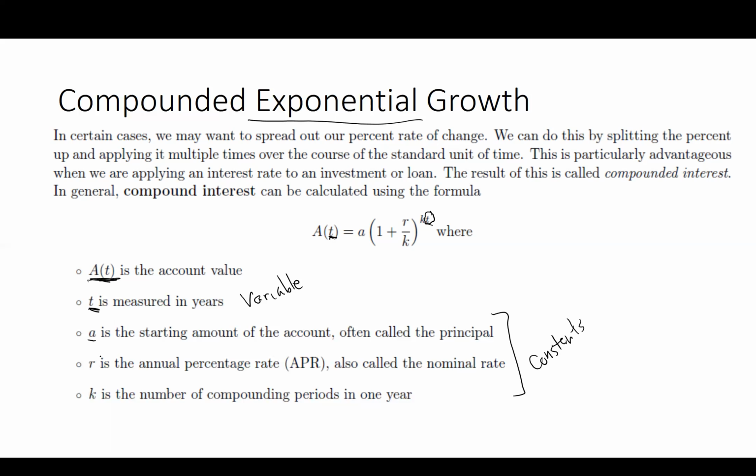So A is our starting value in the account. That's our initial investment. R is the annual percentage rate. You could think of that as our growth rate. You notice that I used a lowercase r just like I did earlier. It's the same thing. K is the number of compounding periods in a given year. So let's suppose K is equal to 1. That means I'm only going to gather the interest once a year. If I were going to gather the interest once a month, well, then K would be equal to 12. Okay.